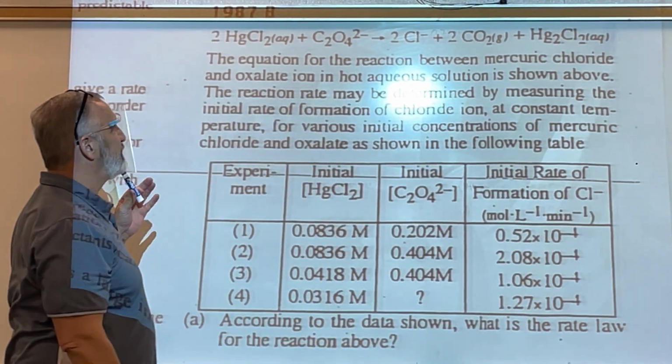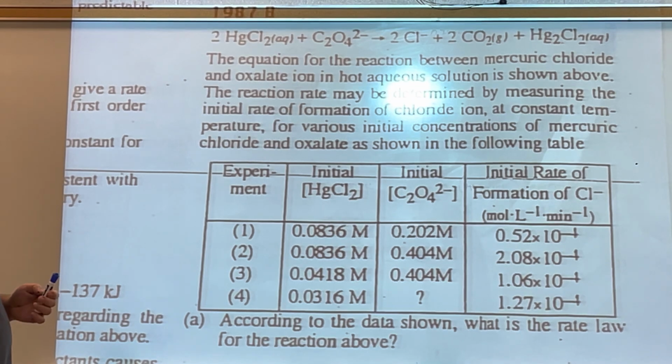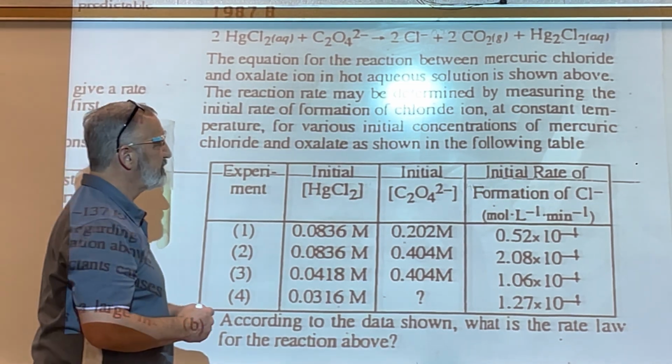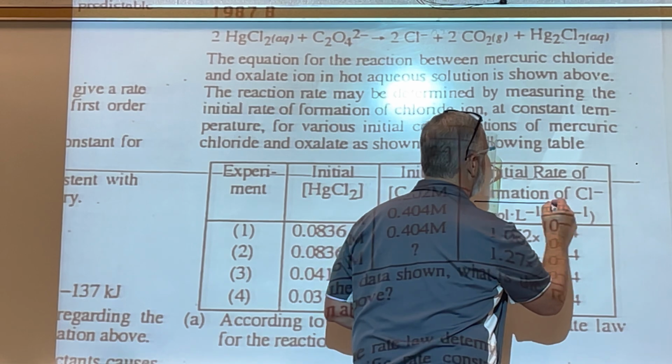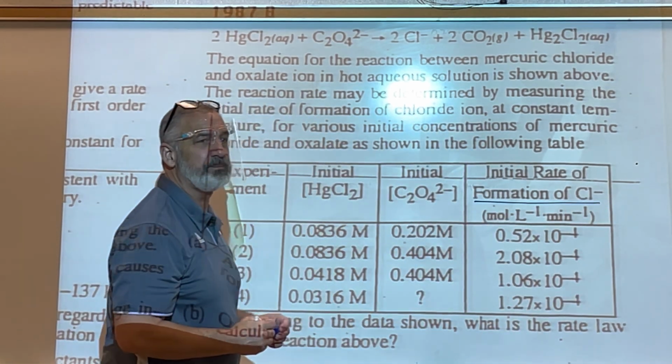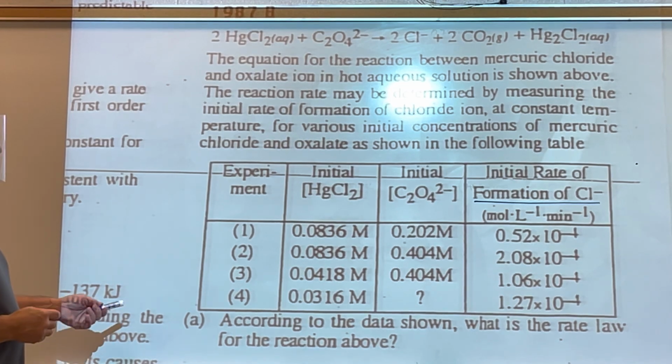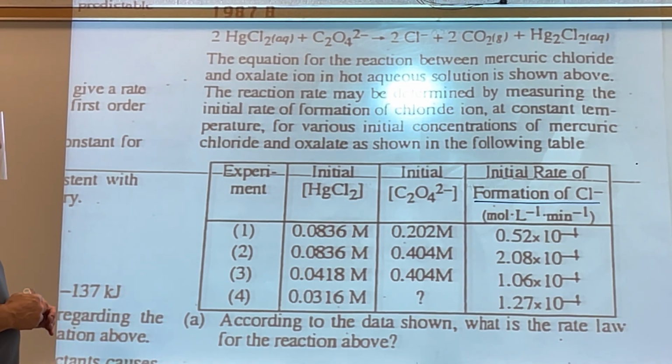All right. So for the reaction, the mercuric chloride and oxalate ion in hot aqueous solution is shown above. The reaction rate may be determined by measuring the initial rate of formation of chloride ion. Okay, so notice they tell you the formation of chloride ion right there. So, according to the data table shown, what is the rate law for this reaction?